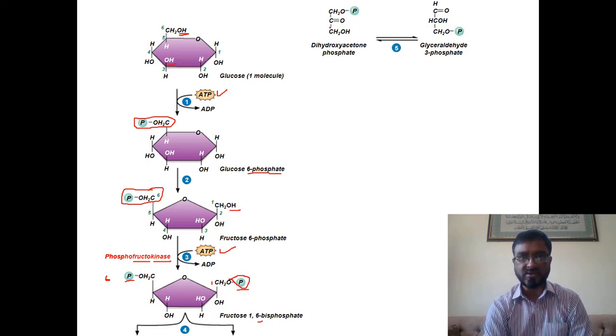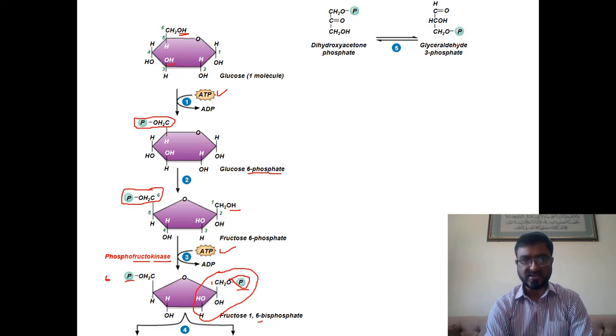You can see 1, 2, 3, the first compound has 3 carbons. So what are these 3 carbon compounds from this 6 carbon compound? The first one is dihydroxyacetone phosphate.